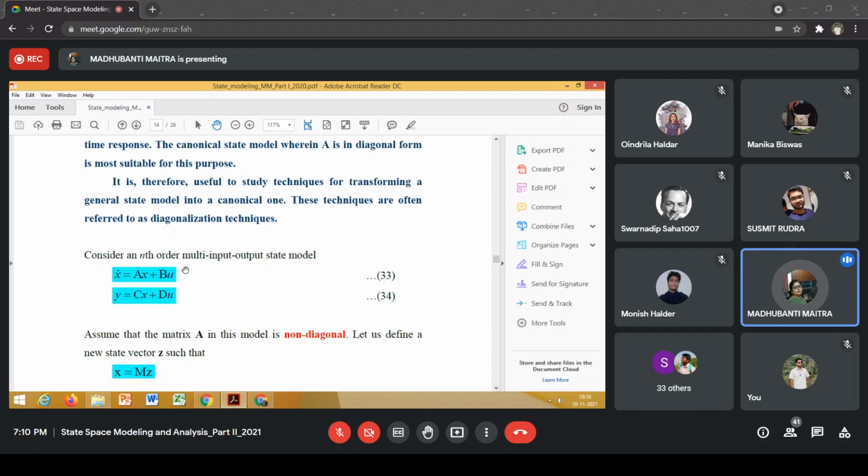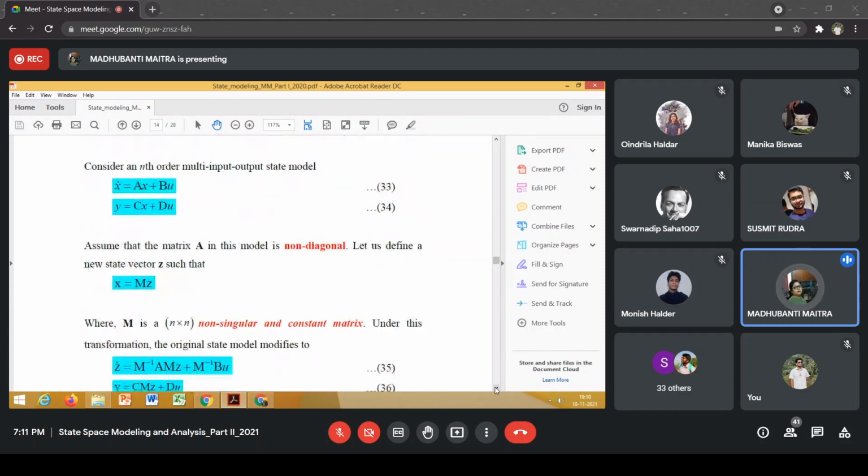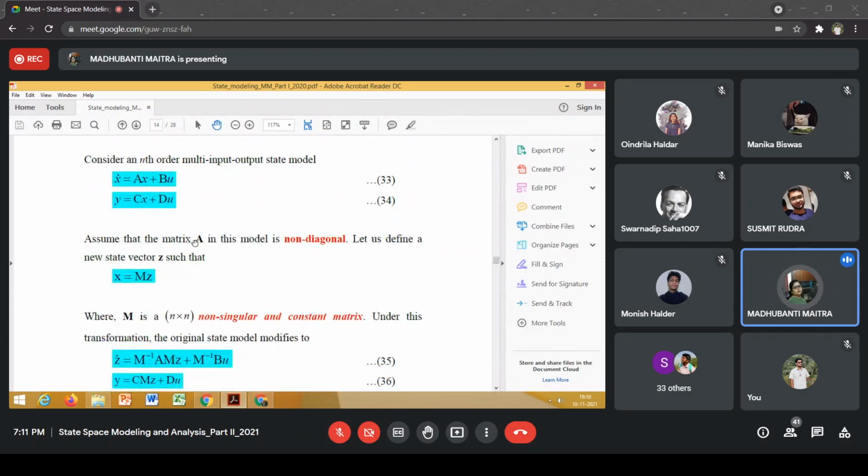So let us consider an nth order multi-input multi-output (MIMO) state model where x bar dot, that is a column vector, x bar dot is equal to Ax plus Bu, and y is equal to Cx plus Du, and A is the system matrix, a non-diagonal system matrix, B is the input matrix, C is the output matrix, and D is the transmission matrix. And as I said, the system matrix in this particular model is non-diagonal.